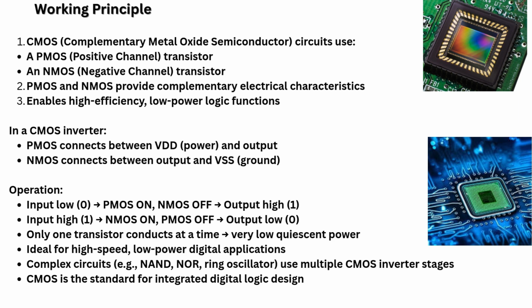And for the operation, when the input is low, that is zero, PMOS is on and NMOS is off. The output is high. If the input is high, the NMOS is on and PMOS is off and the output is low. Only one transistor conducts at a time. So it has very low power consumption and it's ideal for high speed, low power digital applications. And for the next, it can form more complex circuits such as NAND gate, NOR gate, and ring oscillator, using multiple CMOS inverter stages. And finally, CMOS is the standard for integrated digital logic design.